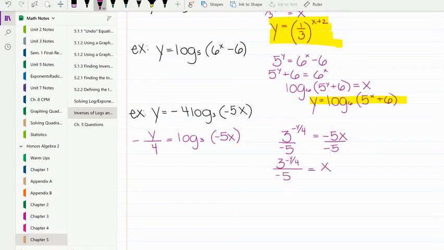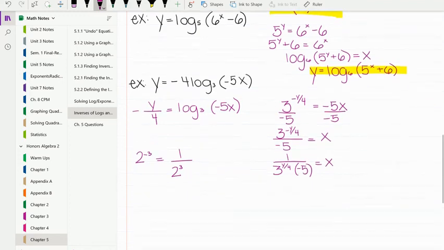So some of us are probably thinking, great, we're done, right? Well, the problem is we can't have negative exponents. So in order to get rid of that negative exponent, think back to just a basic one. If I have 2 over negative 3, this would actually be 1 over 2 to the positive 3. So what I need to do is actually move this to the denominator. So this would become 1 over 3 to the positive y over 4, and this is all times negative 5, and that's equal to x. So my final answer would be y equals 1 over 3 to the x over 4 times negative 5.